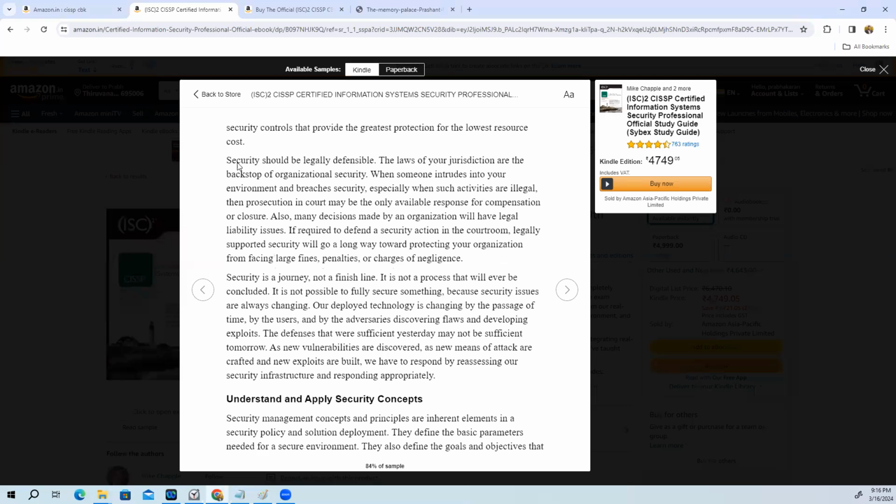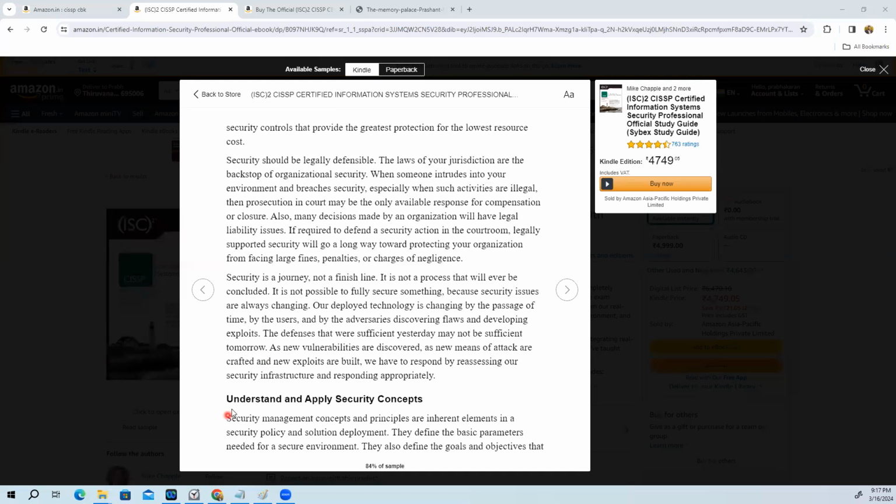Now let's take another example. I'm reading this paragraph, let me bring a spotlight: security should be legally defensible. Laws of your jurisdiction are the backstop of organizational security. So this becomes a question: what can be a backstop when someone intrudes into the environment? Then, security is a journey, not a finish line. It is not a process that will ever be concluded. It is not possible to fully secure something because security issues are always changing. Who will remember this? The defenses that were sufficient yesterday may not be sufficient tomorrow. So I know this paragraph, I don't want to remember.